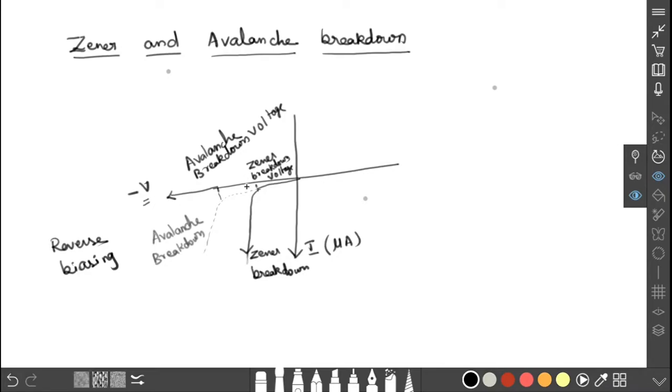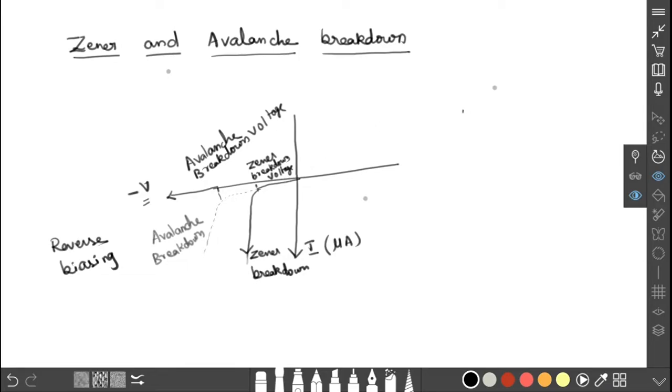But there are two types of breakdown in the PN junction, named Zener Breakdown and Avalanche Breakdown. Let us discuss them one by one. First, I would like to explain the Zener Breakdown voltage. How does the Zener Breakdown voltage occur?